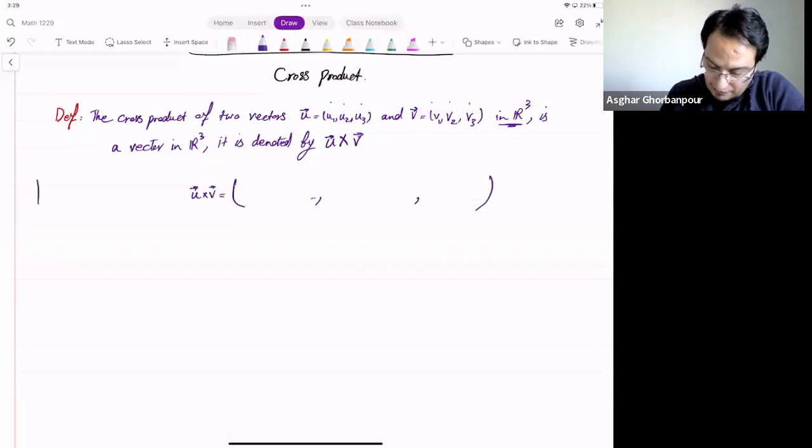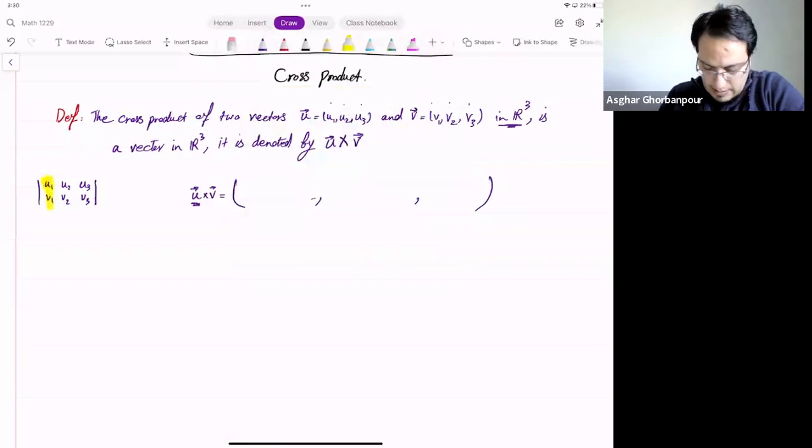The way it works is this. The first one is U1, U2, U3. You put it in the first row. The second one, you put in the second. The order matters here. And then here's what you do. For the first component, you cover the first column. The remaining is 2 by 2, we call it a matrix. So you just put the remaining ones in a 2 by 2 form. This is a determinant, and we find the determinant of that remaining 2 by 2.